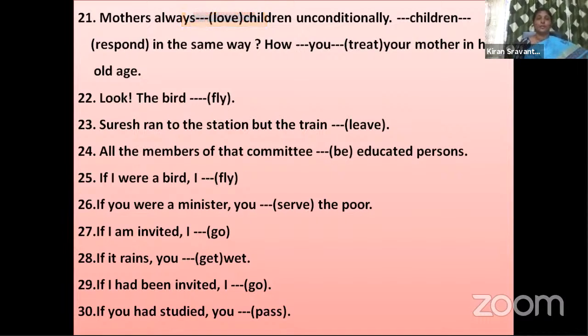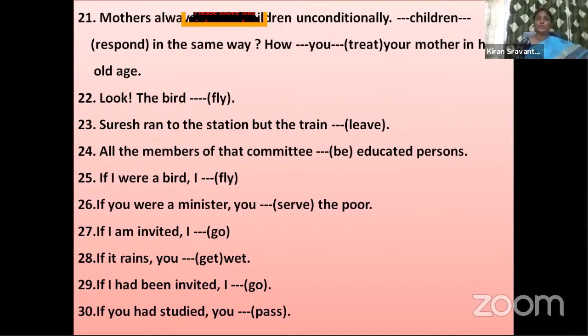Then coming to the next one, look. Even this expression also we find in present continuous tense. Look, the bird, then again the bird, subject singular. So is, then adding ing to the verb given in brackets. The bird is flying. Then coming to the 23rd one, Suresh ran to the station.